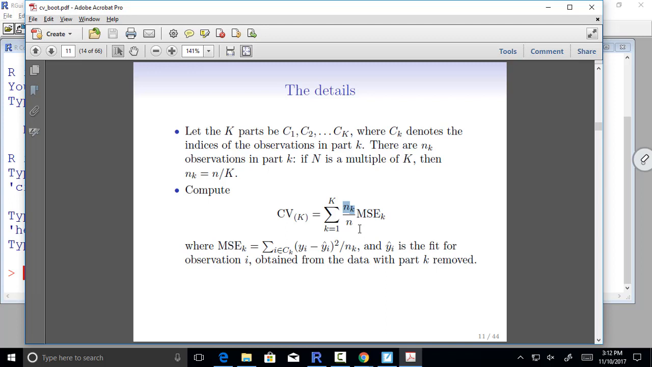Then after doing cross-validation, I would have 5 mean squared errors, and the way I would combine them into a single mean squared error is to just average them up. If it's 20, the same number in every training set, then the sum of 20 divided by 100 times MSE_k is just the sum of the MSE_k divided by 5.